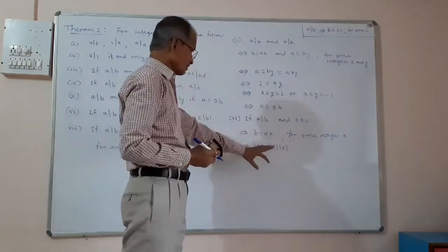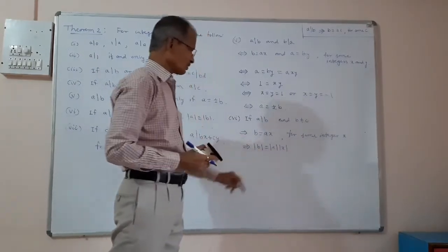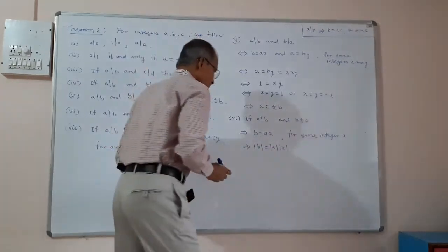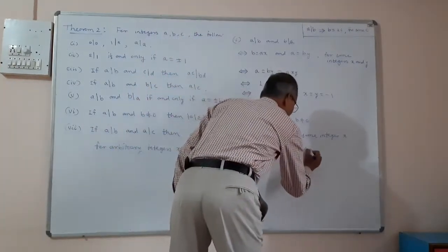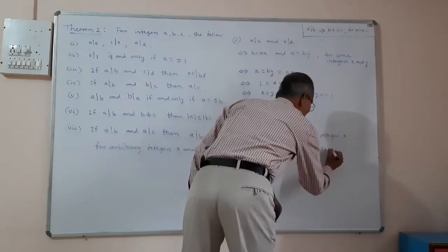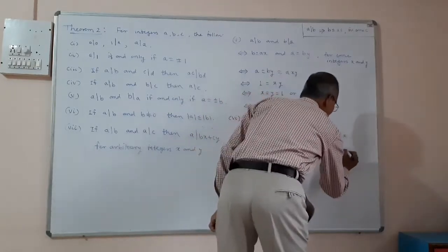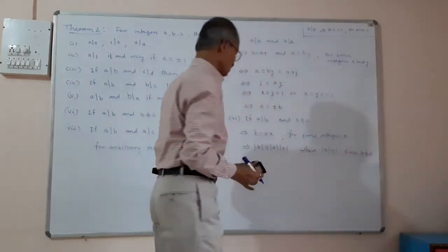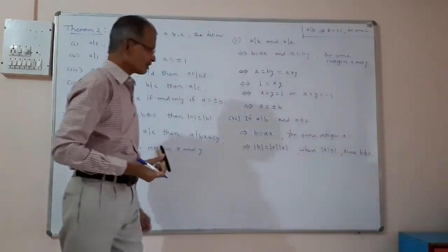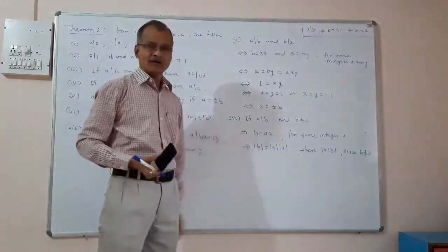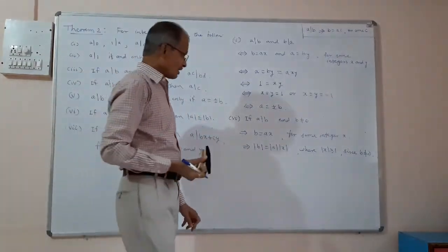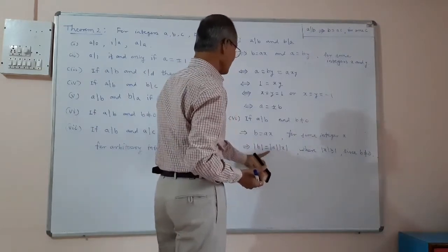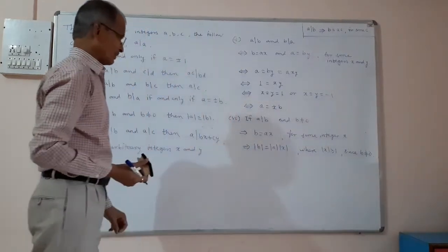And again, it cannot be 0 because b is positive. Therefore, mod x must be greater than or equal to 1, since b is not 0. b is not equal to 0, so x cannot be 0. And if x is not 0, mod x will be greater than or equal to 1. And thus, if you consider this is greater than or equal to 1, this shows that mod a is less than or equal to mod b.